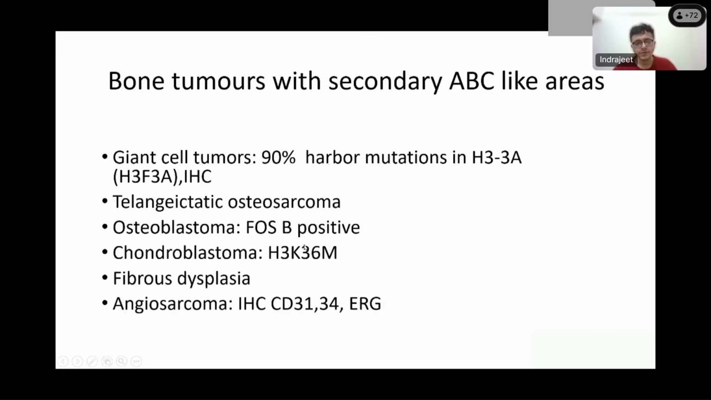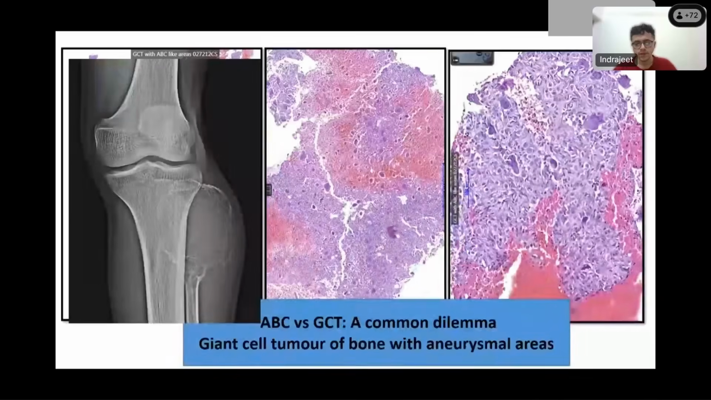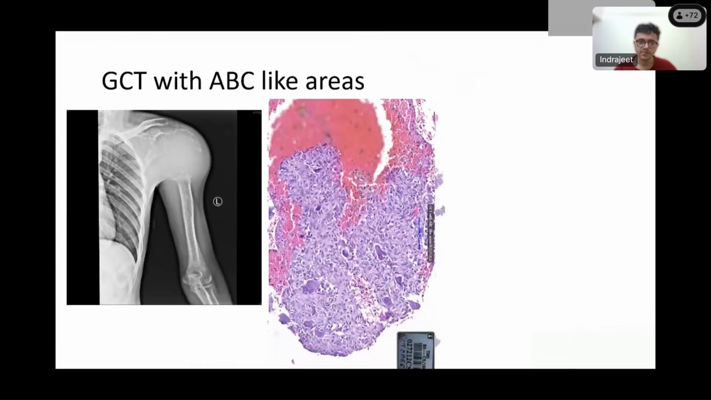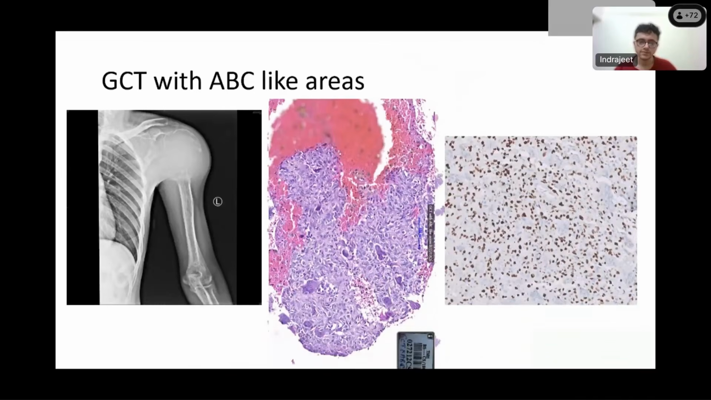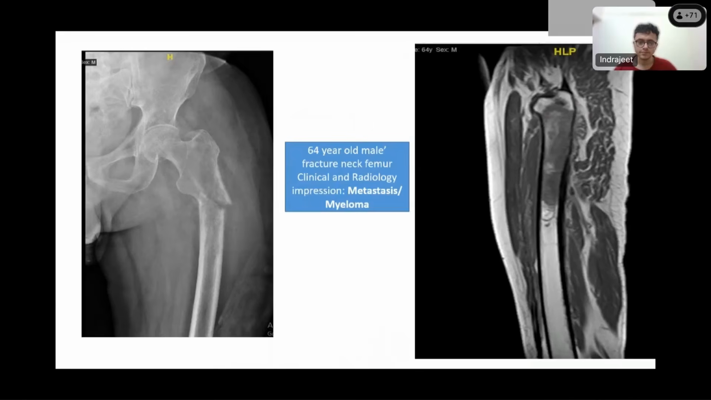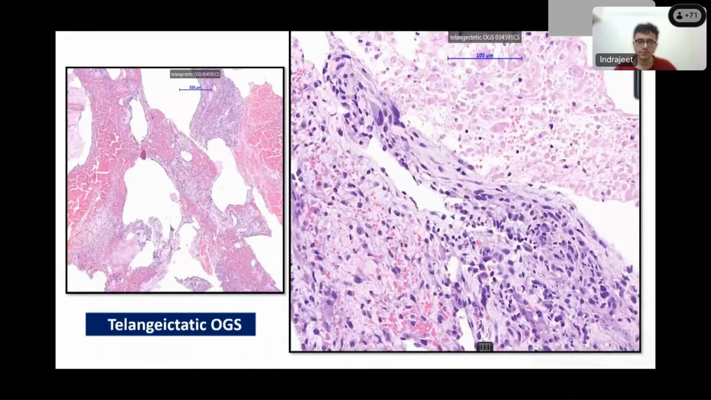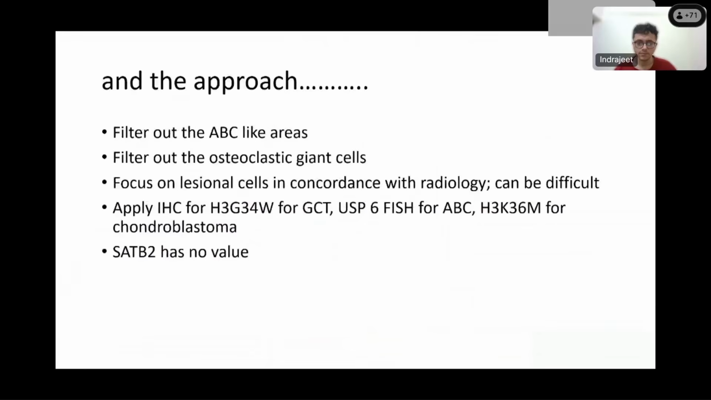Each of these, as we have just discussed, has a very classic morphology of its own, but the presence of ABC-like areas can dilute their morphology. It's a common dilemma, like ABC versus GCT is a common dilemma. What do you do? You resort to IHC in such cases. You look at the radiology again, and the H3G34W gives you a definitive diagnosis. So I think I will just move ahead very quickly.